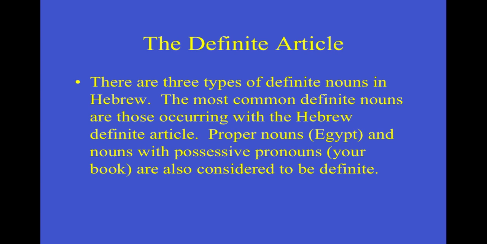There are three types of definite nouns in Hebrew. The most common definite nouns are those occurring with the Hebrew definite article, which we'll be learning. Proper nouns, like Egypt, and nouns with possessive pronouns, like your book, are also considered to be definite.